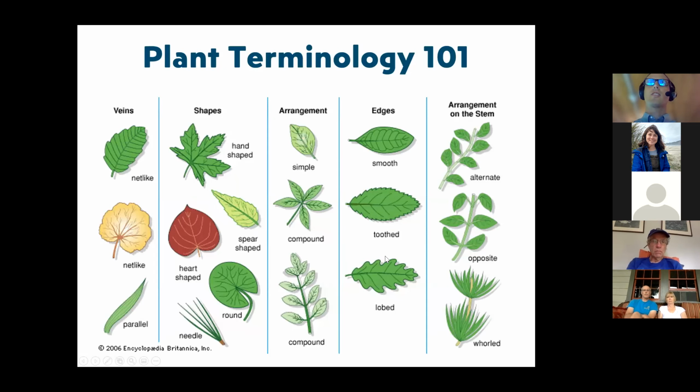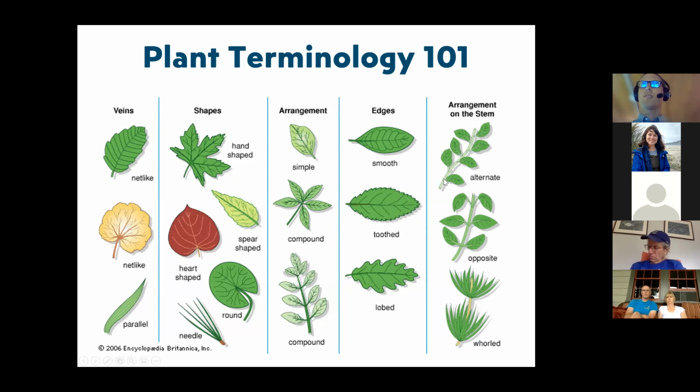Another descriptor that we use a lot is leaves, and talking about leaves and leaflets. So these are just some different plant terminologies that talk about the veins, the shapes of the leaves, the arrangement. Is it a simple leaf or is it a compound leaf with individual leaflets? We'll talk about the edges. Are they smooth or are they toothed? And then the real one that we talk a lot about is the arrangement on the stem.